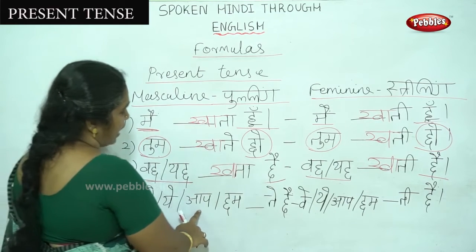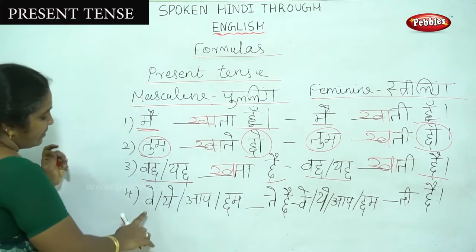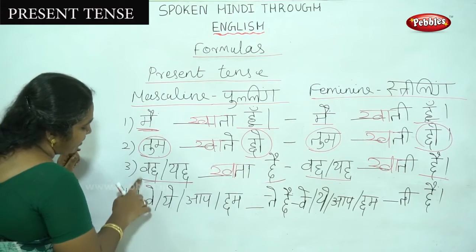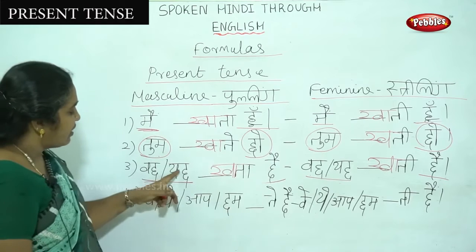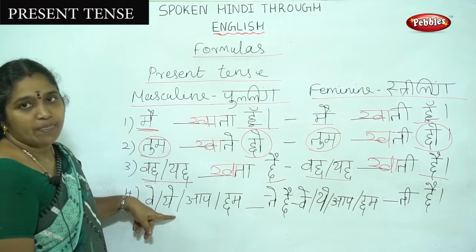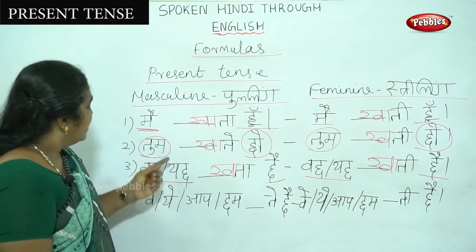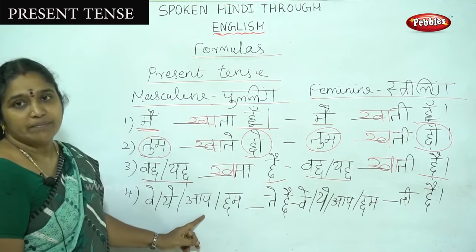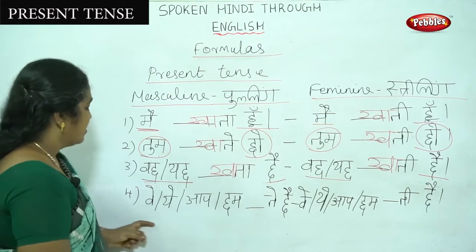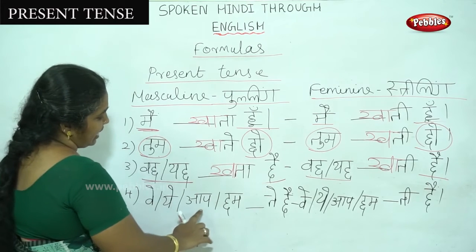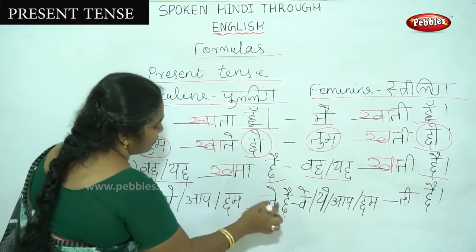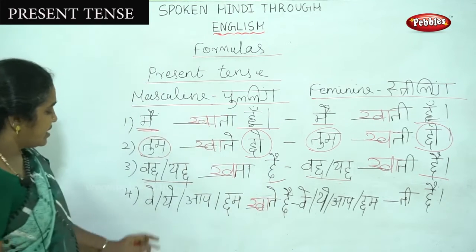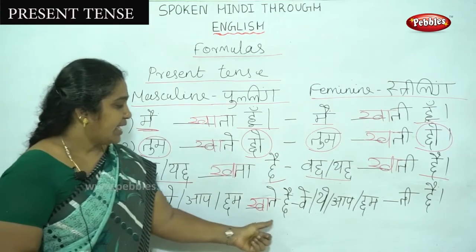वे, ये, आप, हम. The plural form of वह is वे and the plural form of यह is ये. And the plural form of तुम is हम and the plural form of मैं is आप. These are the plural forms. Here also we can put the verb. Here वे खाते हैं.